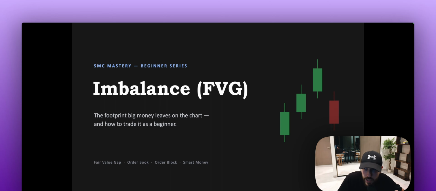So what is an imbalance? It is the footprint that big money leaves on the charts. So basically, there are 2 types of people on the charts. You have the retail traders like you and me, and we have the institutions. Institutions will basically have to enter a lot of orders at the same time. And when they do, we can see it on the market.